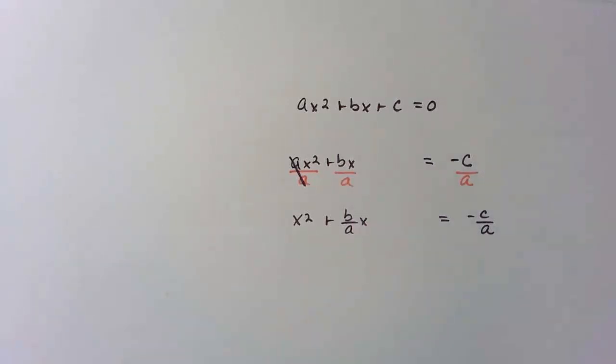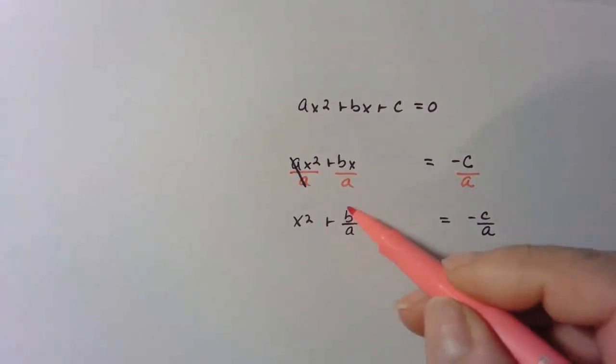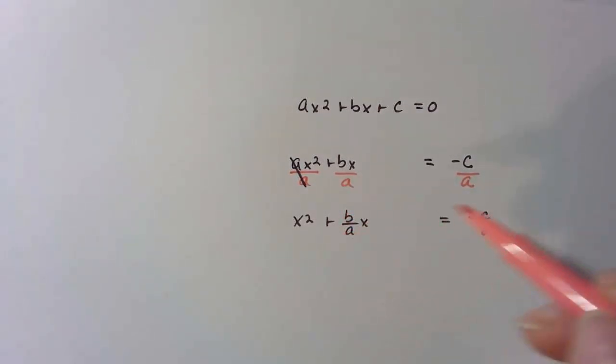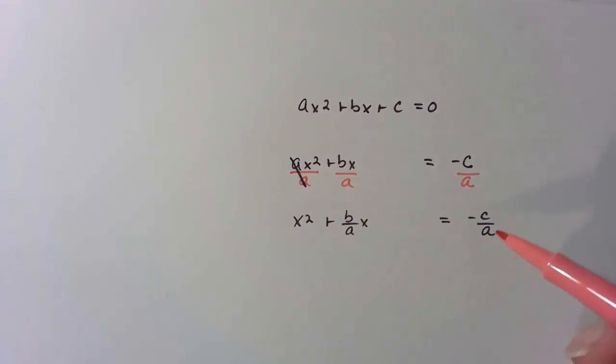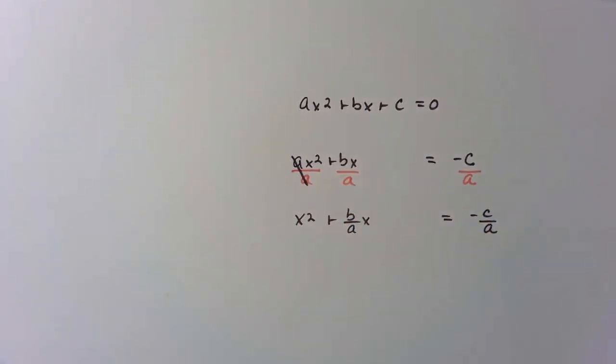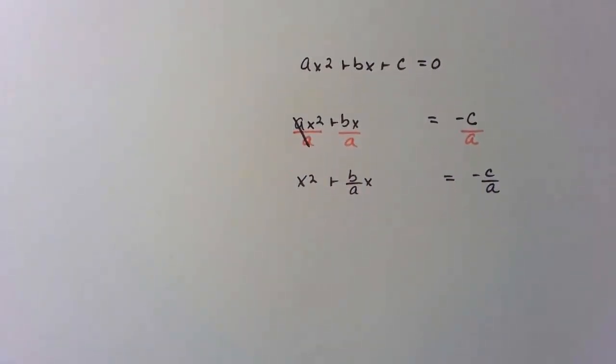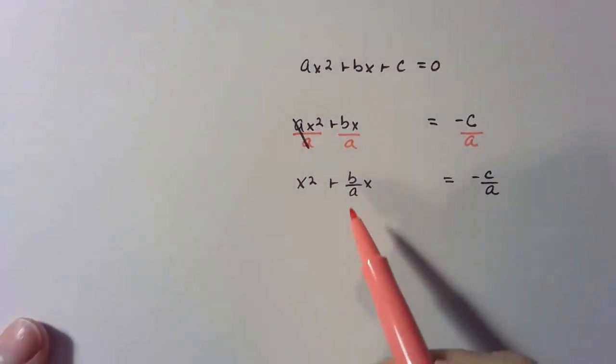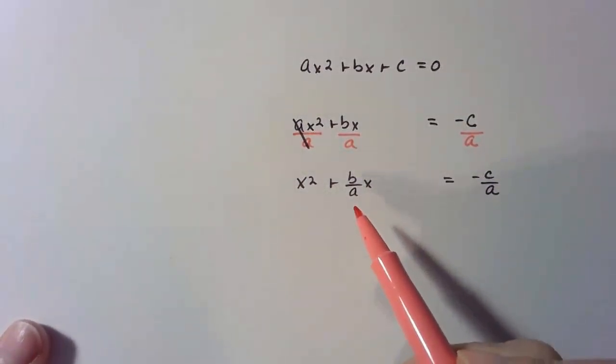These are the same, but what I'm trying to show you is that b over a is a number, and c over a is a number. Okay, so these are just two numbers. One of them is multiplied to x, one of them stands alone. Now that the left side is prepared, we can complete the square.